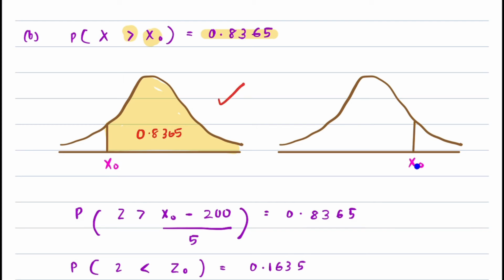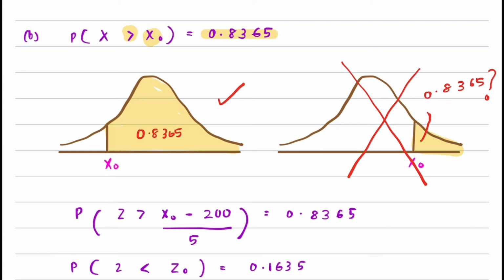If you decide your x0 is at your right side, and then the symbol is more than, what happens? More than is this area only. So is it possible this little area is 0.8365? It is impossible, right? Because the value is not exceeding half of the bell-shaped graph. So this is not the correct diagram for question part B. So make sure you decide correctly where your x0 is.